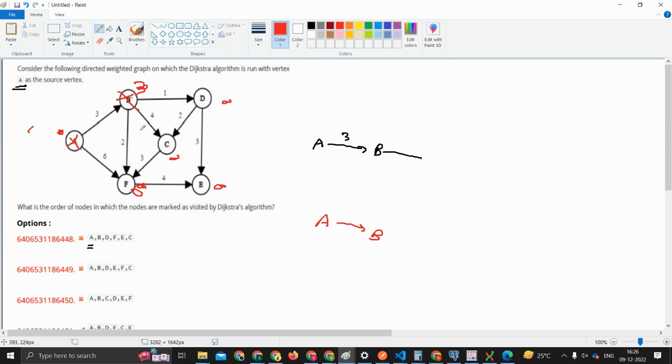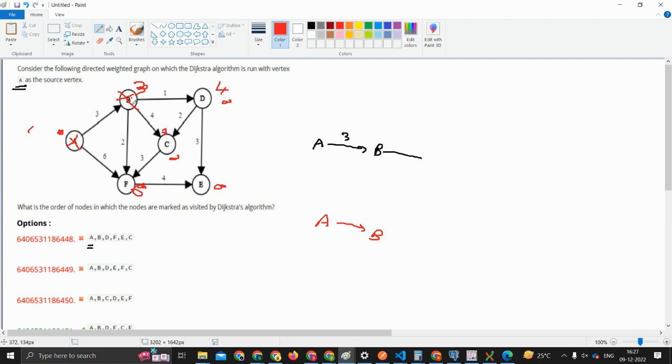Now that you are here, what are all the adjacent vertices? Maybe you can sum it and add it. For example, in the case of C from B, we will get 7, because 3 plus 4 is 7. For C, this will be 7.